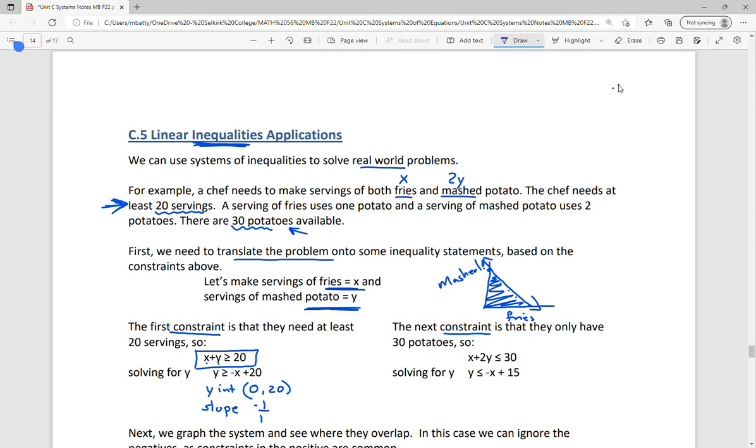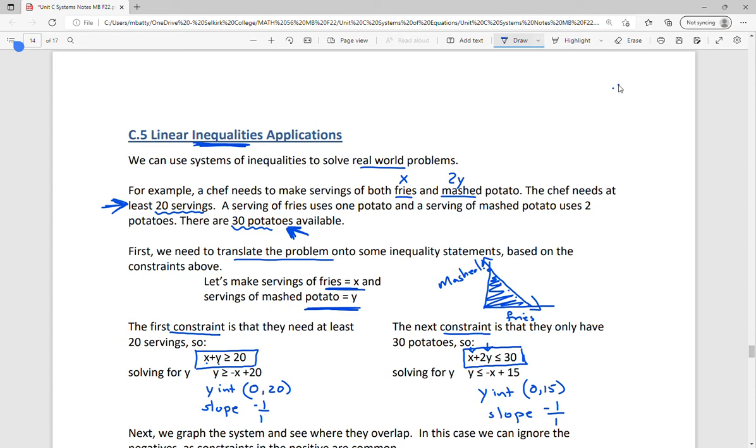So the next constraint is that there's only 30 potatoes available. So this is where you get into this sort of ratio of the fries using 1 potato and the mashed potatoes using 2 potatoes. So the sum of potatoes used in these potato dishes has to be less than or equal to 30, right? Because we only have 30 potatoes available. Taking this constraint and putting it into mx plus b form, we could see that our y-intercept is 0 and 15, and our slope is -1 over 1.